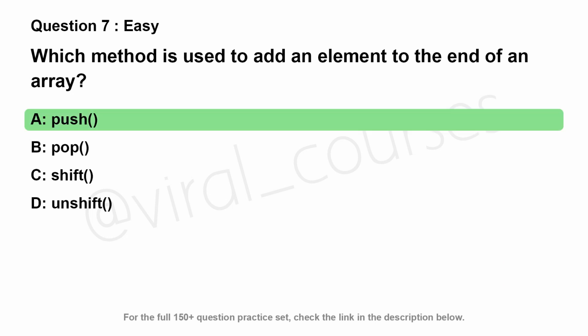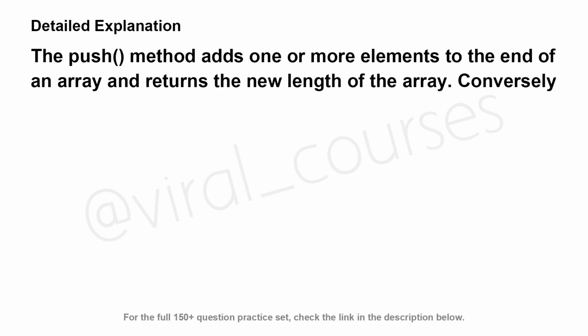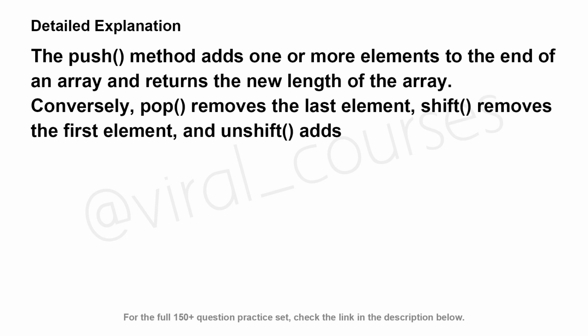The correct answer is A. The push method adds one or more elements to the end of an array and returns the new length of the array. Conversely, pop removes the last element, shift removes the first element, and unshift adds an element to the beginning.